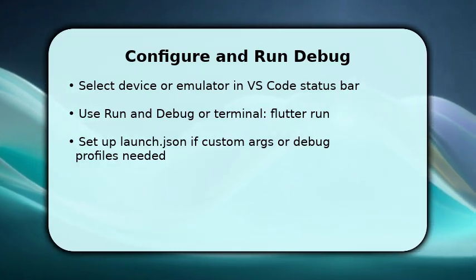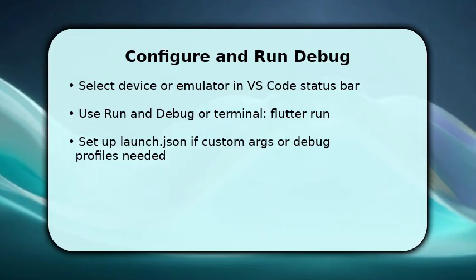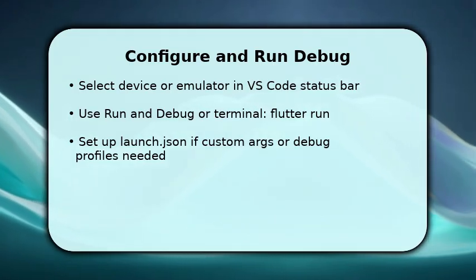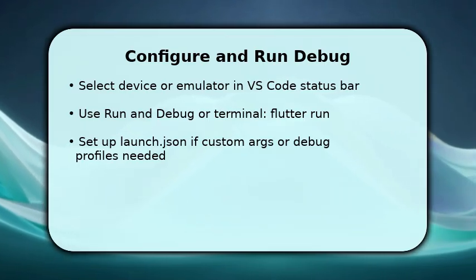Make sure to set up launch.json when you need custom arguments, flavors, or specific debug profiles, so builds remain repeatable and clear.